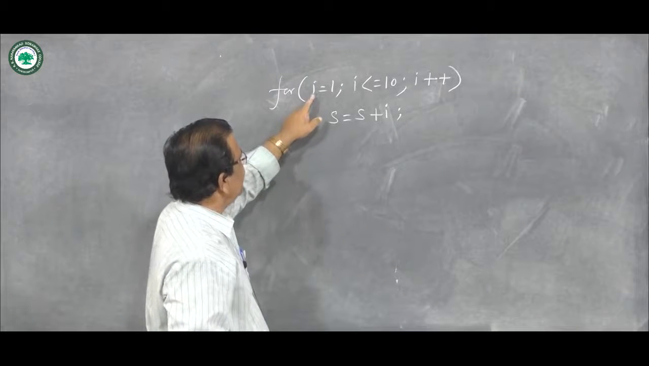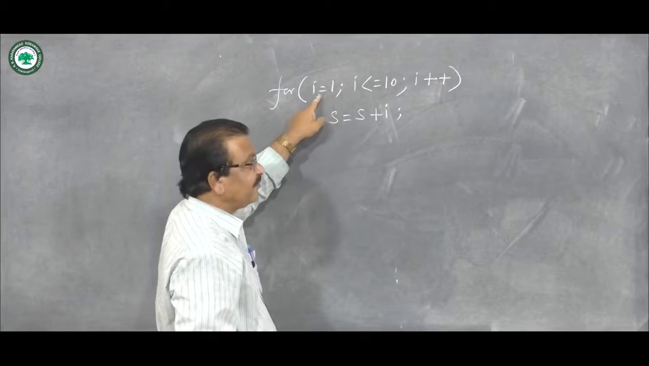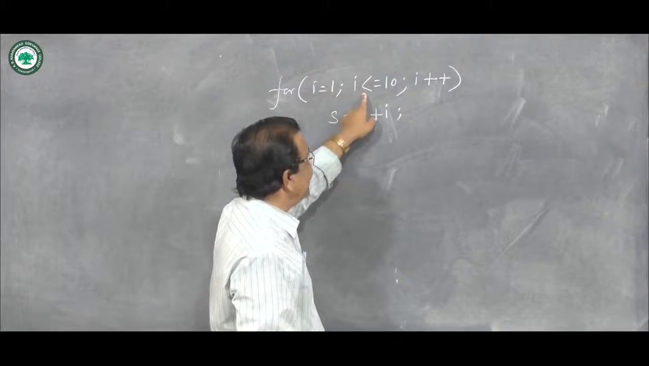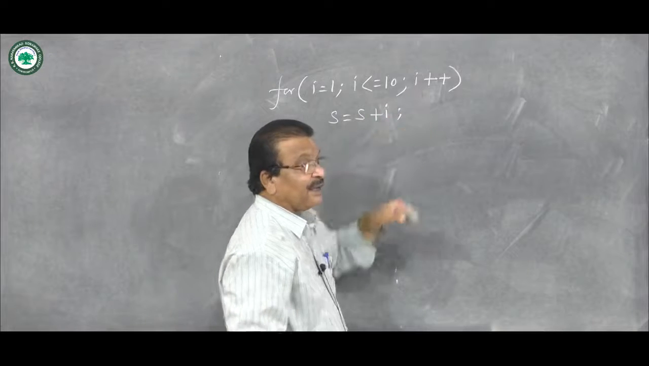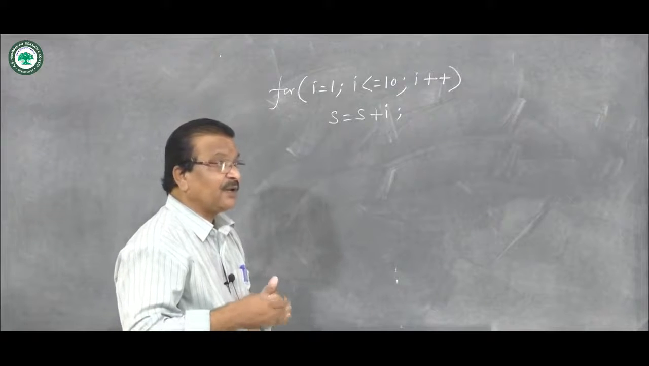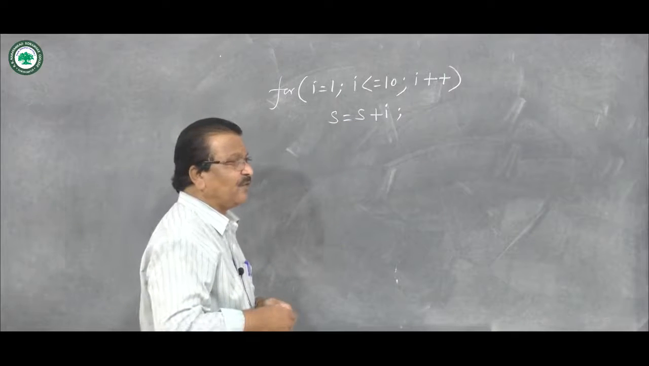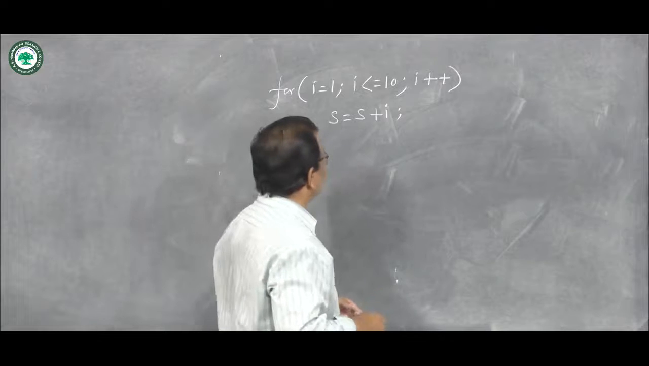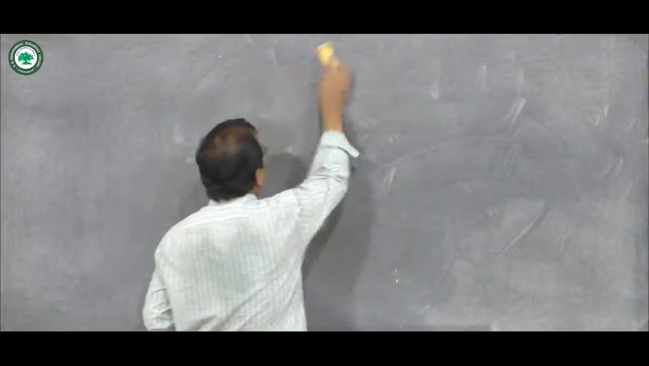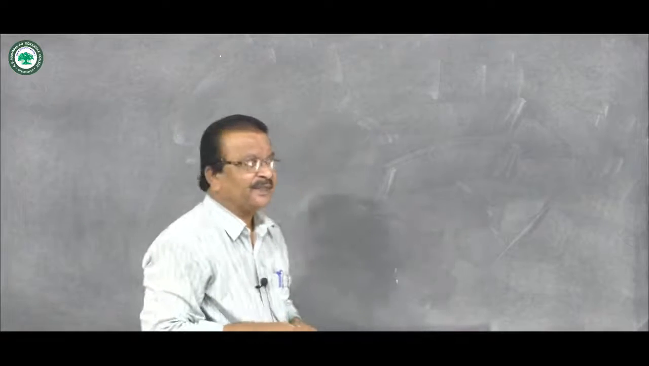Here the loop begins with the variable i taking the value 1, and continues till the value of i exceeds 10, incrementing the value of i by unity after every pass or every repetition. So this is how this particular for loop will get executed. Then we can write the equivalent while statement for a for loop.